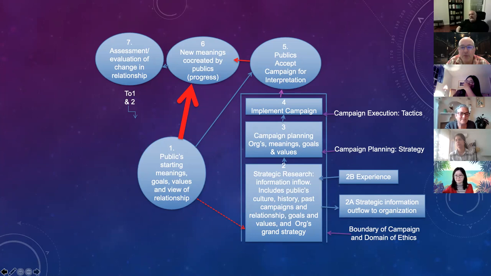Mm-hmm. Ima, did you want to ask your question? Sure. In this model, the interaction and communication between publics and organization is limited to the research phase. And after implementing the campaign, can we extend this relationship to campaign planning, the implementation of the campaign and the evaluation phase as well?